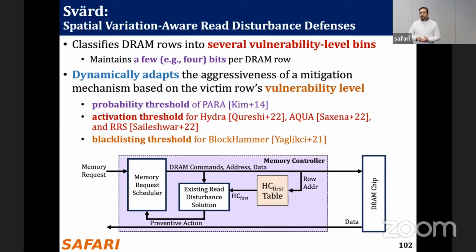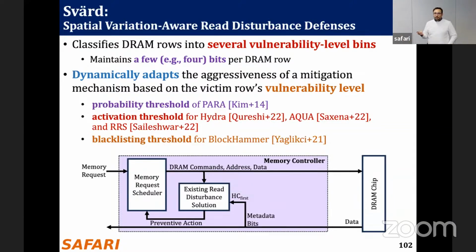For these memory controller-based mechanisms, you can implement an HC first table over there that would effectively store around 4 bits for each DRAM row. And based on the row address, you can get the HC first value and then feed it to the existing read disturbance solution, and it will perform the preventive actions accordingly. If HC first is large, it will be less frequent. If it's low, then it will be more frequent, more aggressive. Another way of implementing this is if your chip has some extra metadata bits that come when you read data, then you can maybe put this information over there as well. You can fetch that from the metadata bits.